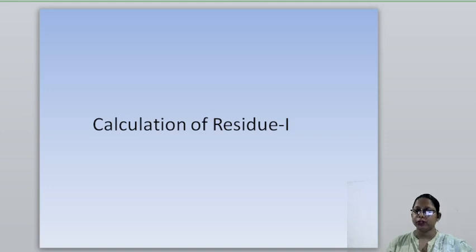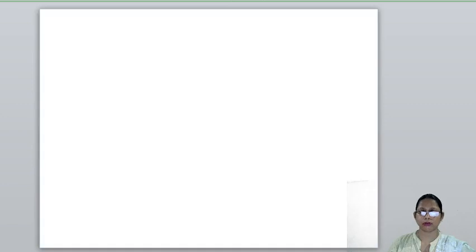In this lecture, we are going to discuss the calculation of residue at a simple pole. A pole of order 1 is called a simple pole. Residue at a simple pole.